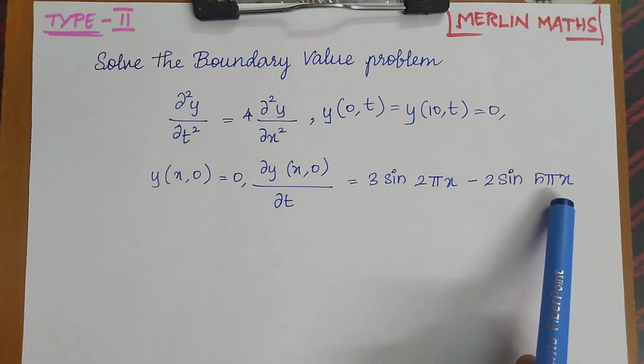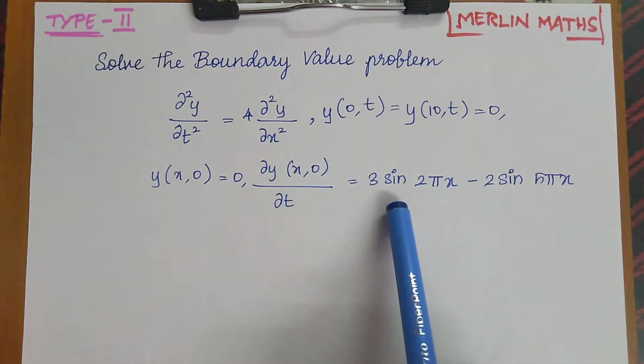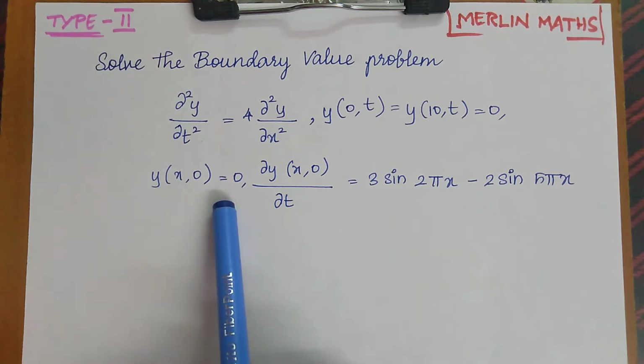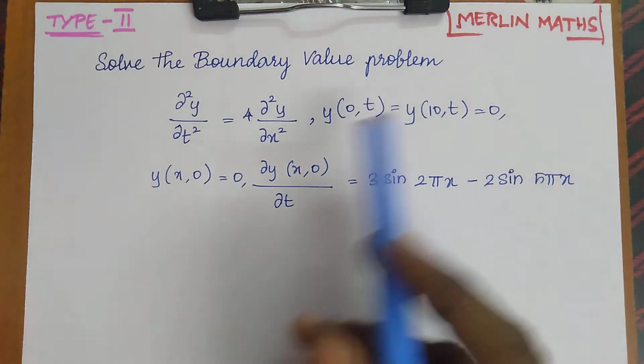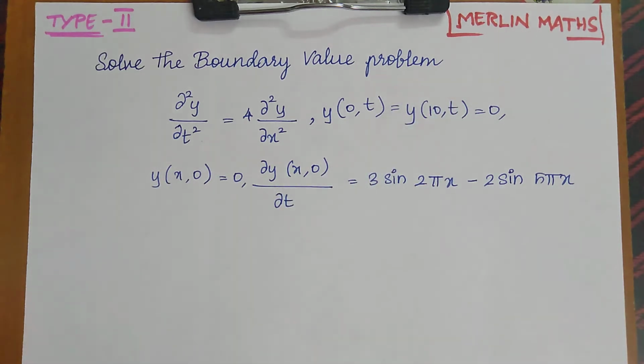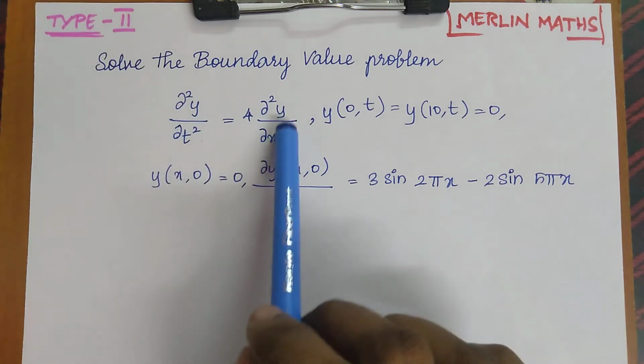From this question itself we can identify the problem comes under type 2 because initial velocity is given in the question and displacement function is 0. That is the reason why this problem comes under type 2. So type 1 and type 2, all the procedure we know very well. Here in this question, boundary conditions are given directly in the question. And one more thing, the one dimensional wave equation is also given.